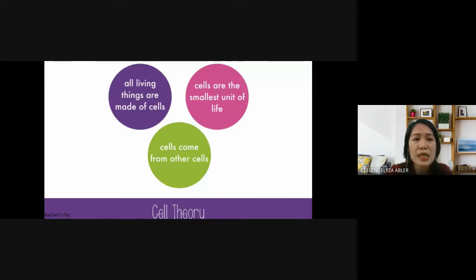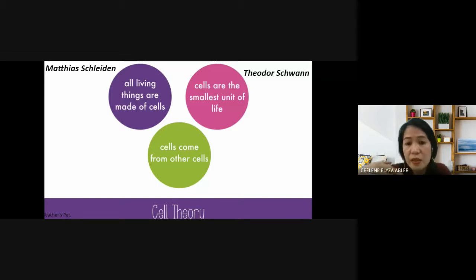Okay? So who are the proponents of these? The first one is Matthias Schleiden: all living things are made of cells. And we have Theodor Schwann. Actually, Theodor Schwann and Matthias Schleiden share the postulate that all living things are made of cells. But Theodor Schwann is credited for the idea that cells are the smallest unit of life. They were like students, products of the time of Robert Hooke, the microscopy age. So they already considered that all living organisms have cells, which are the smallest unit of life.